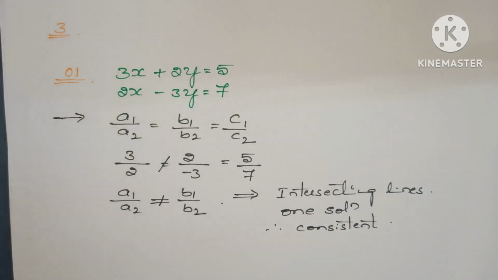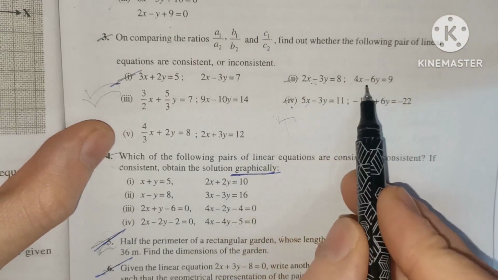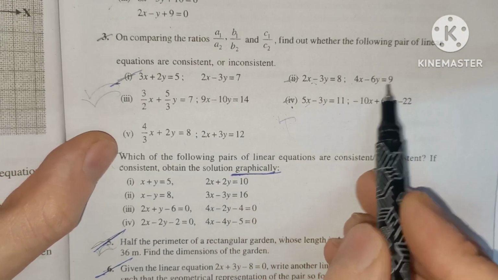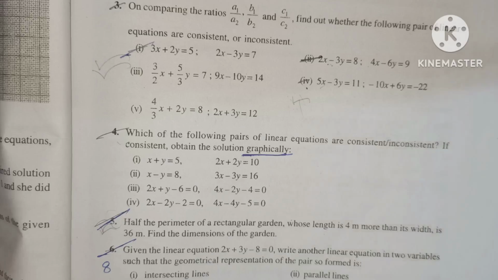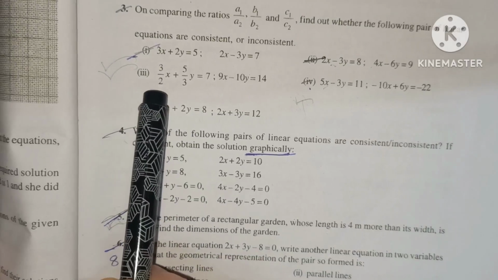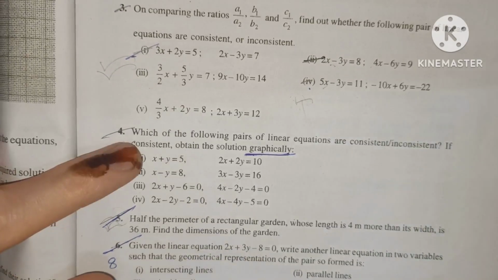Now let's move on to the second question in this only. See here, the second question is 2x minus 3y is equal to 8, 4x minus 6y is equal to 9. This one you do yourself in the same method. Now we will move on to one more. We will solve the third one. Here they have given the equation in fractional form. We will try to solve this, dear students.